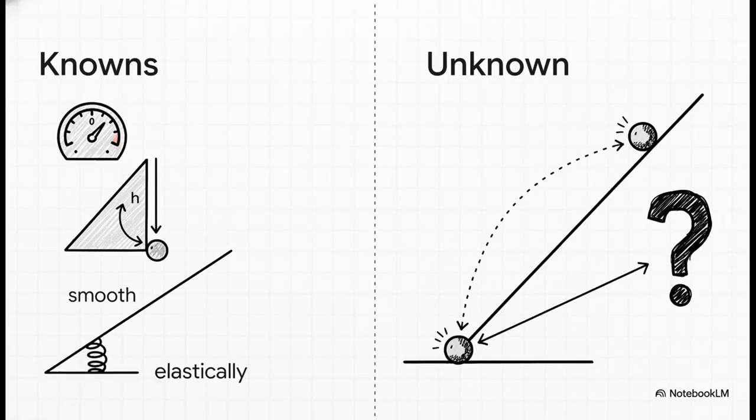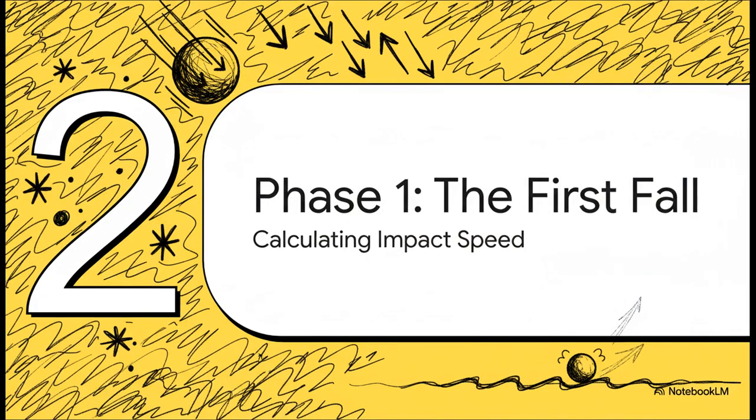So let's translate that word problem into the language of physics. What do we know for sure? Well, the initial velocity is 0. It just drops. The vertical height is h. The angle is alpha. And then there are two huge clues. The problem says the surface is smooth, which is code for ignore friction, thank goodness, and the collision is elastic, which has a very specific physical meaning. Our mission, should we choose to accept it, is to find L, the distance it travels along that incline to the next bounce.